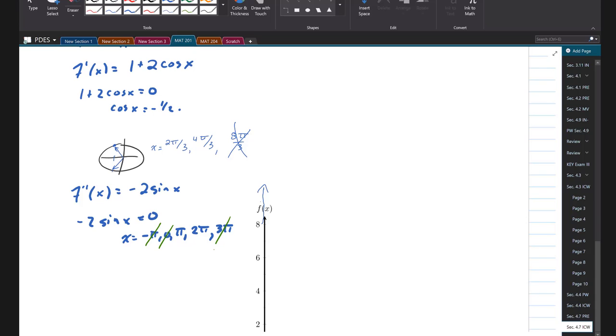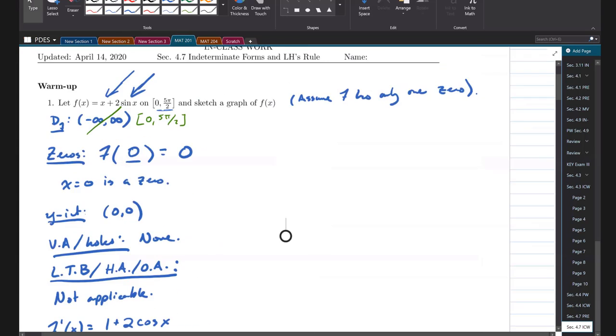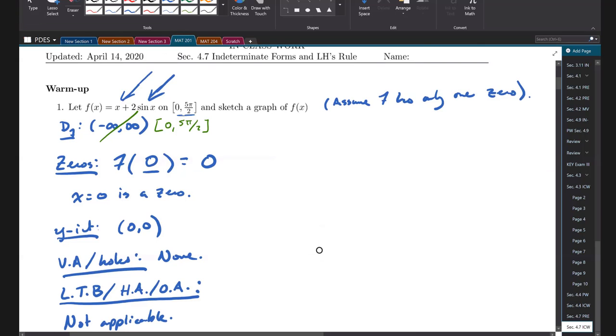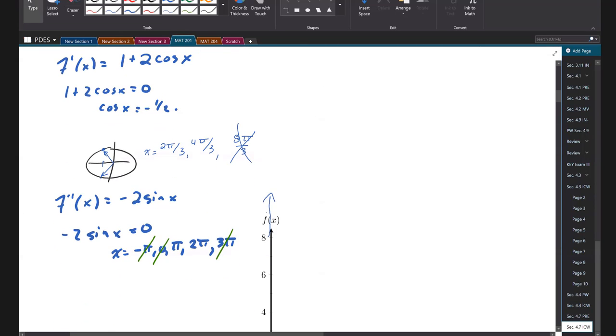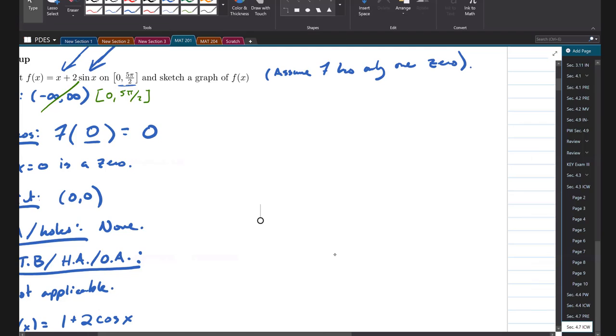The only place where the sine function is equal to 0 on the interval 0 to 5 pi over 2 is at those two locations. Okay, so now we're ready to go make that chart.